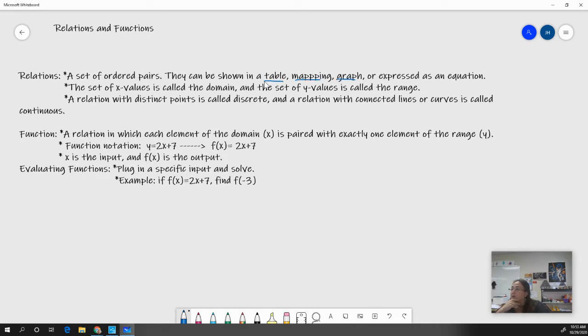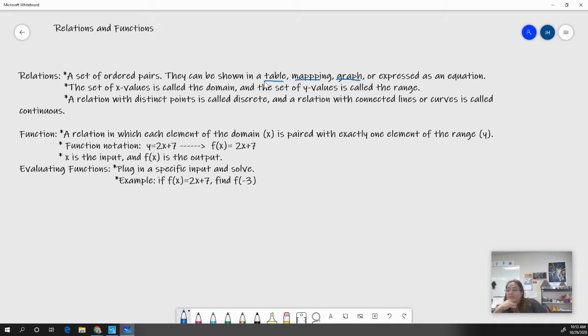You guys have seen graphs before, but I'll show you how they set relations, or expressed as an equation. Now on a graph, it's easy because it's a set of ordered pairs. It's X, Y. So it's shown by points on a graph.